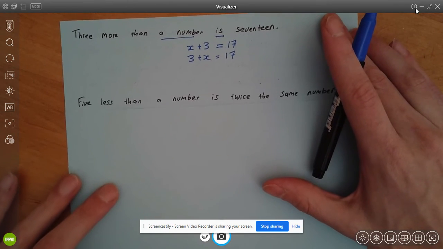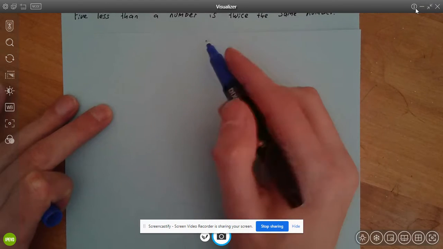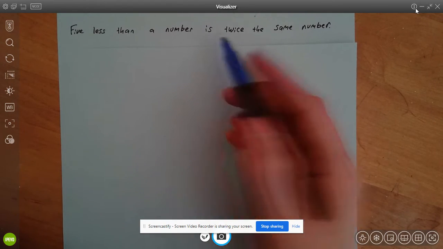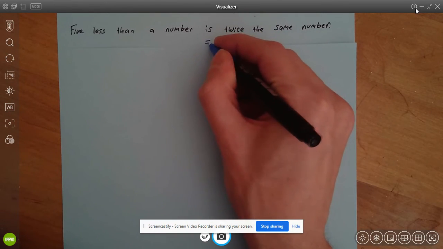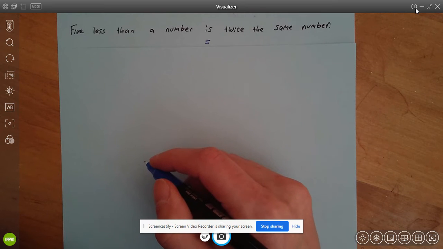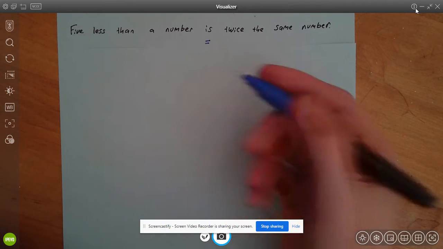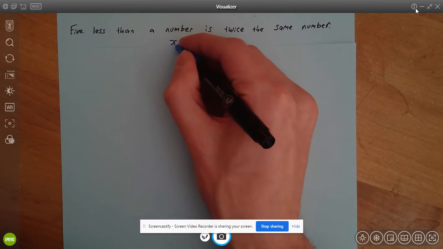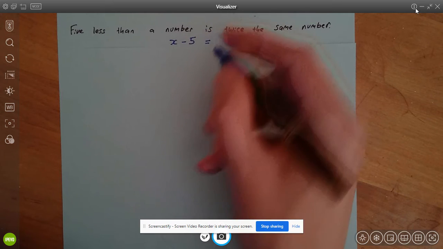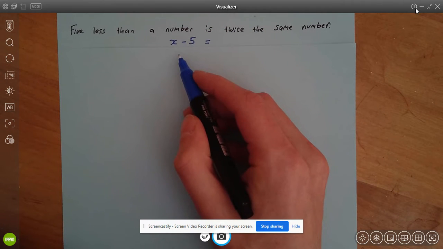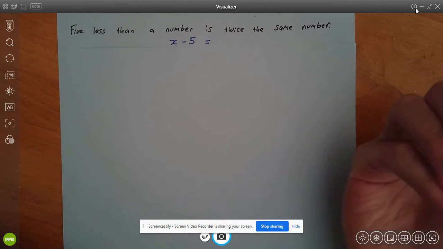Let's try another one. This is slightly harder. Again, I like to look for the "is" or the "is equal to" first. So 5 less than a number is twice that same number. So again, let's let x represent our number. 5 less than a number would be 5 less than x. So x take away 5. That's 5 less than x is twice the same number.